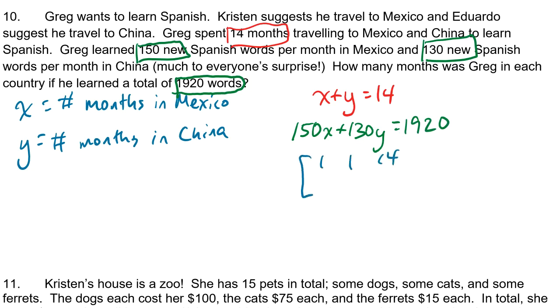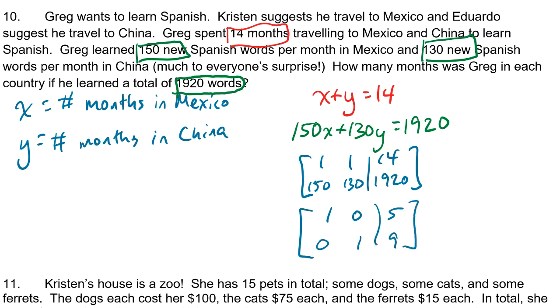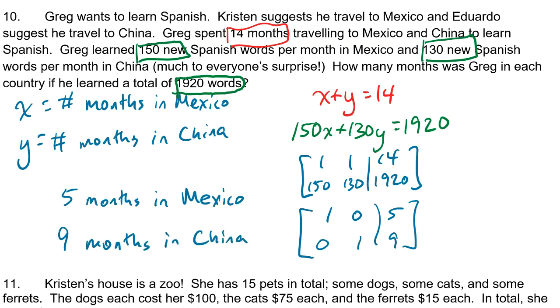So 1, 1, 14, 150, 130, 1920. That will be our matrix. Put in your calculator. You'll end up with 1, 0, 5, 0, 1, 9. So 5 months in Mexico and 9 months in China.